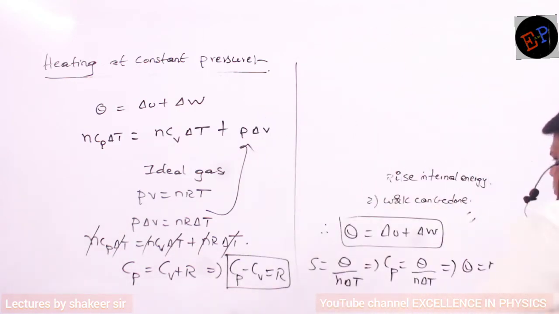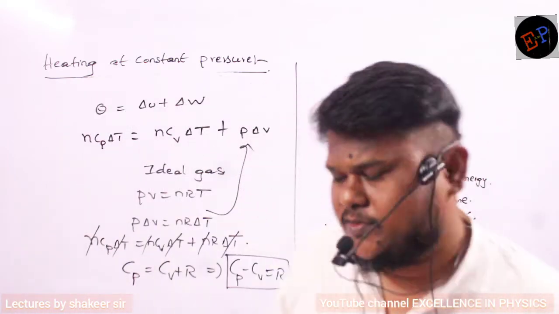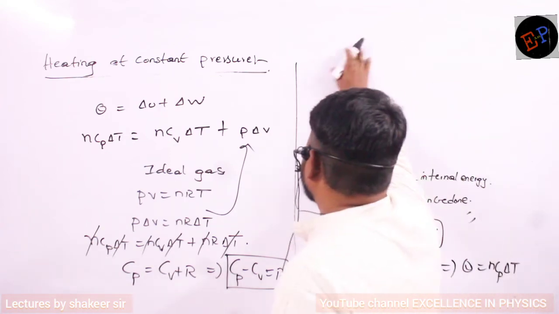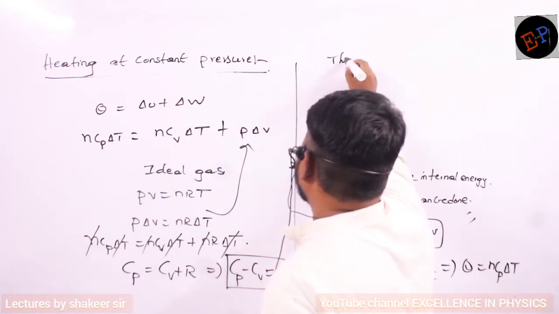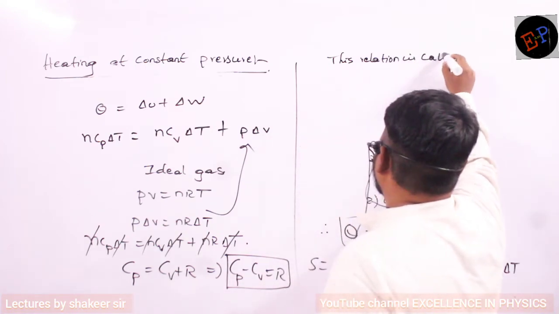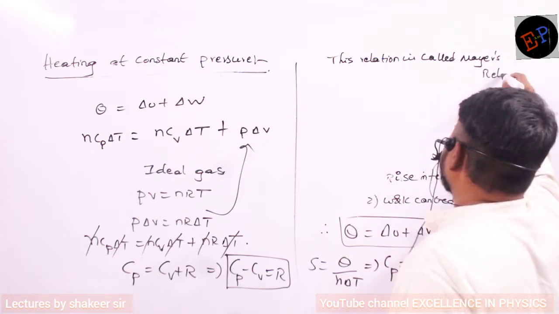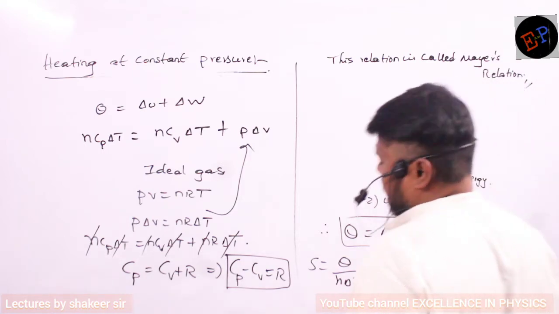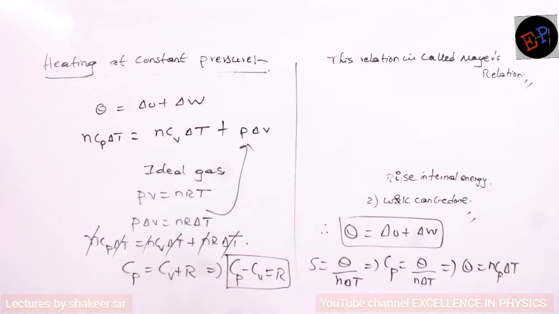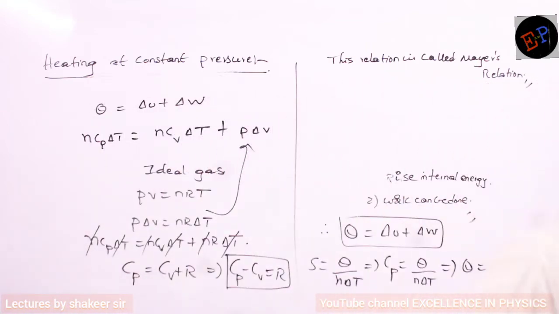These derivations you must understand and you must practice them many times, because everything is based on understanding of these equations only. So this relation is called what relation? Mayer's relation. Cp minus Cv is equal to R is called Mayer's relation. Is it clear?